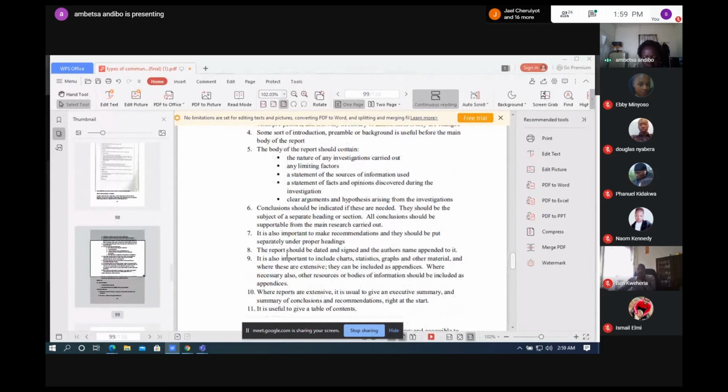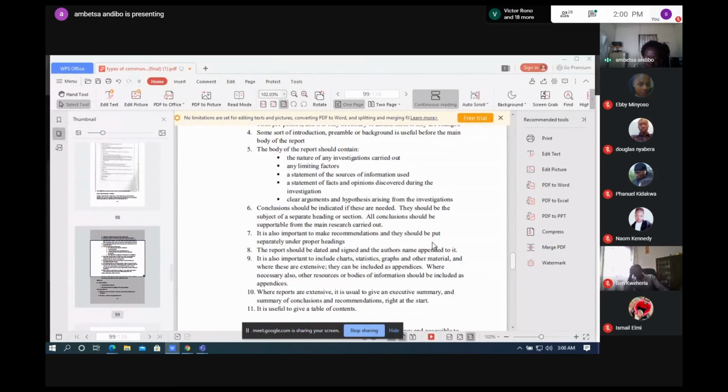Here again, the report should be dated, signed, and the author's name included. If you have charts, you can put them after the list of references. Remember, I said you can have an additional list showing your sources of information. You can also have Appendix 2, the graphs and charts, and the pictures.